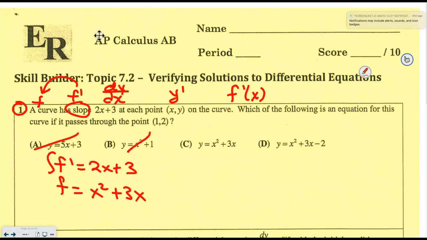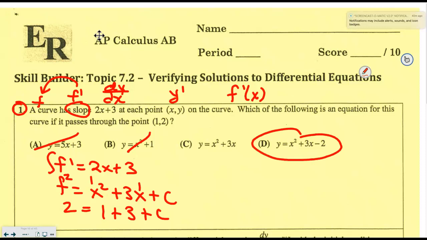So out, out. How do I decide between the other 2 that are left? The point. Yeah, it tells me when I put in a 1 for the x, it has to spit out a 2 for my f of x, which means my C right here is going to be 2 equals 1 plus 3 plus C. So what's my C value going to have to be? -2, and it locks me into D. Okay, so that one I want you to do.